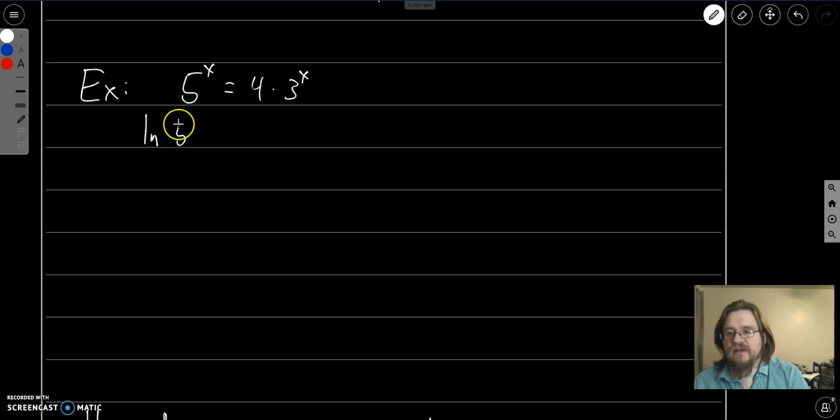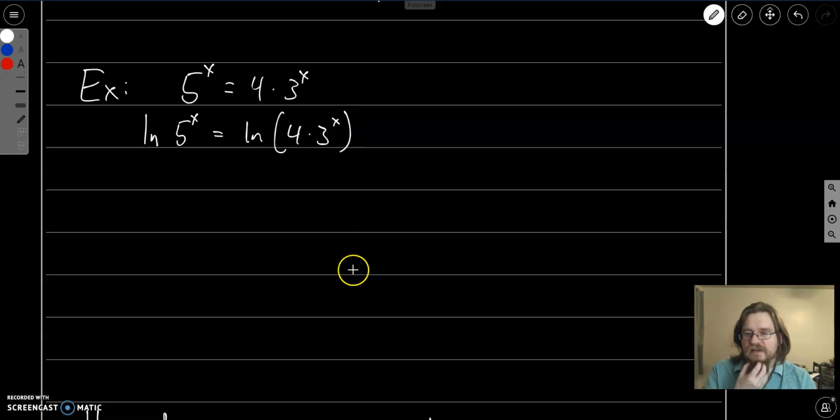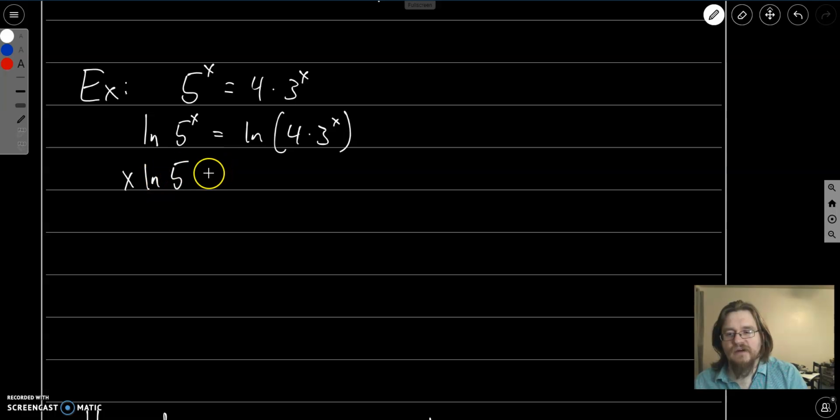So I'm just going to take the natural log of both sides, natural log of 4 times 3^x. And what I'll do is in this next step, we can start to simplify. So the natural log of 5^x, again, using the power rule, we can bring this down. So it's going to be x times the natural log of 5.